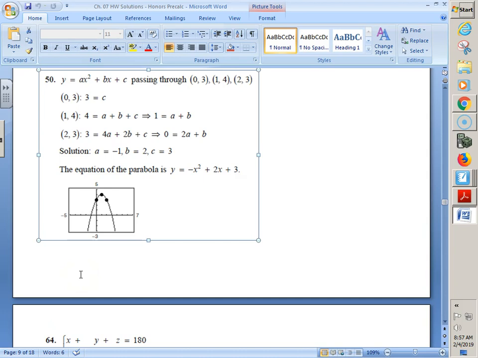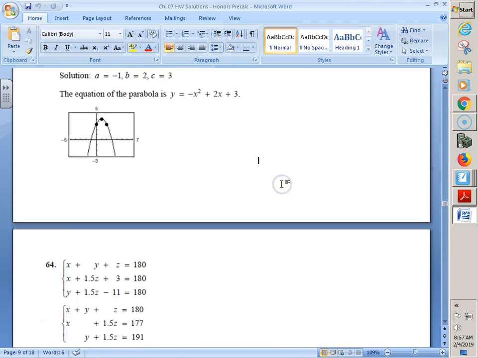When you solve your 3-variable system, A was negative 1, B was 2, C was 3, plug it in. And if you guys went to your graphing calculator, you should have been able to check, hey, is the point (0,3) on it? Is the point (1,4) on it? Is the point (2,3) on it? That's checking. It's looking to see if those points were on it. And they all were, if you got the right equation at least.